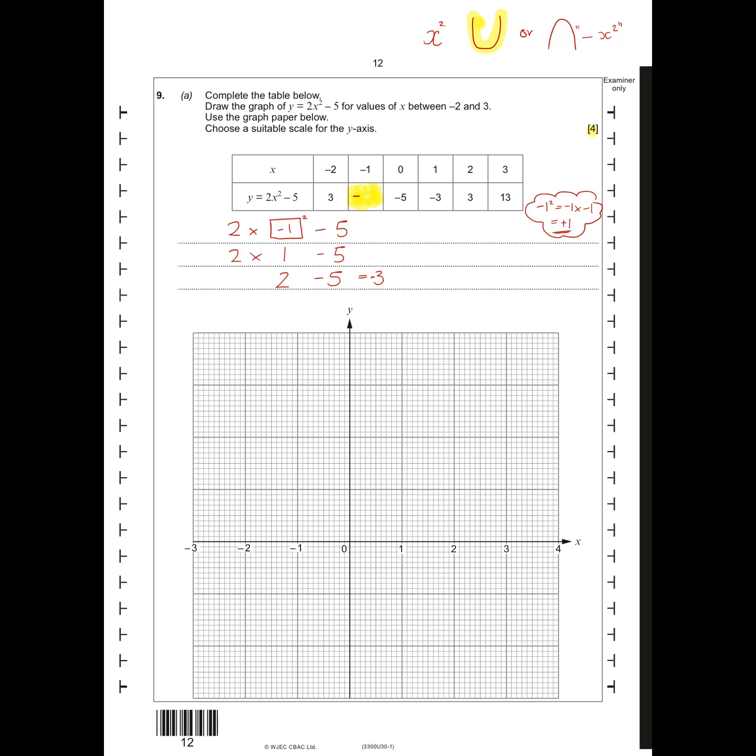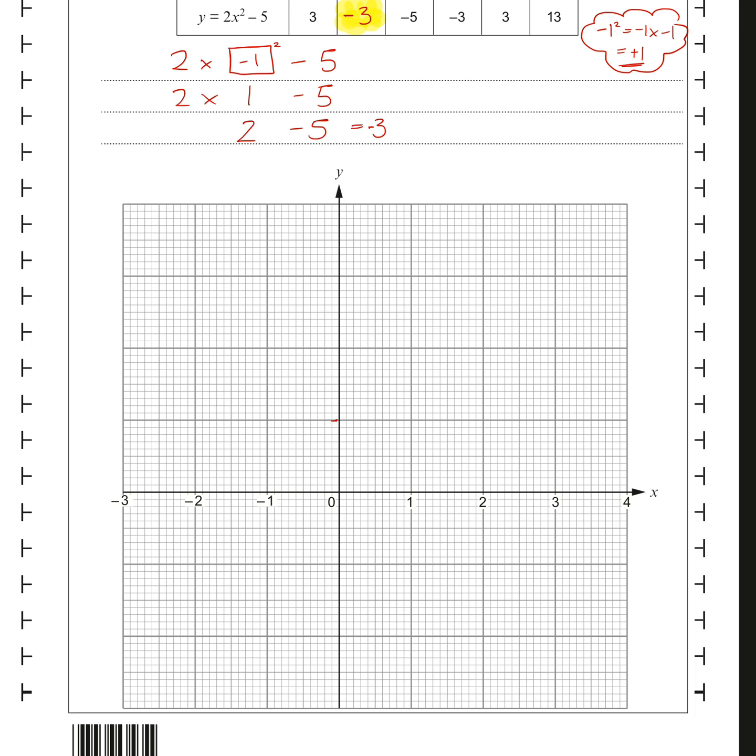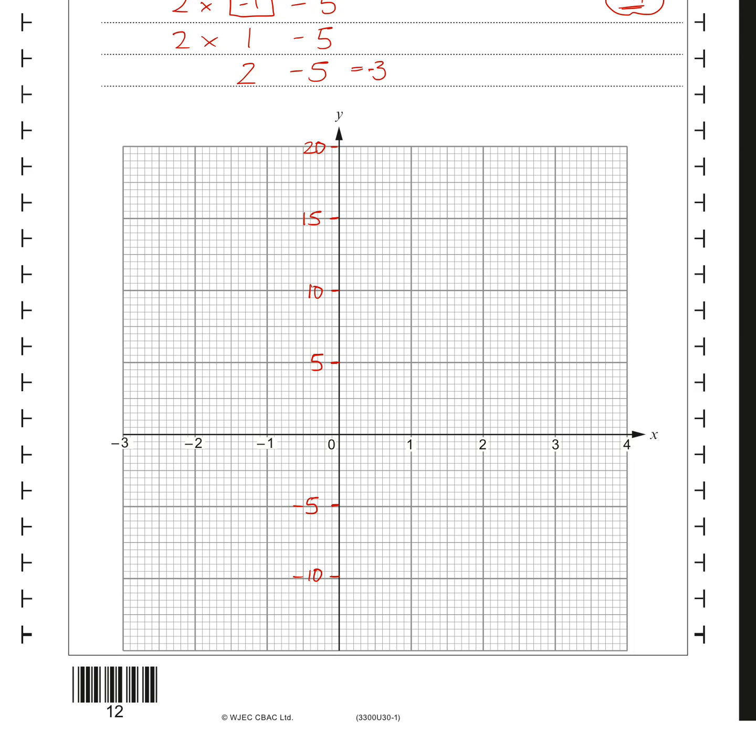I just checked before I go ahead and draw it, so don't just start drawing until you've checked it's going to fit. So this point here is now going to be 5, 10, 15, and I don't need this for 20. And then below will be minus 5. Below that, minus 10. And I don't need to worry about it, but down there would have been minus 15.